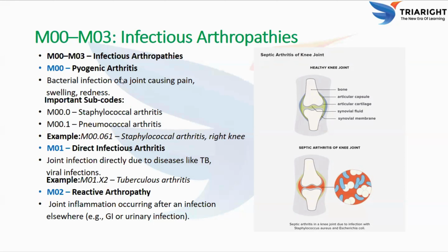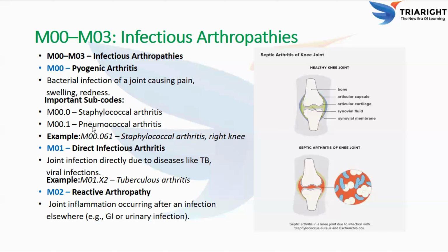So coming to M00. So what is the code description for M00? It's pyogenic arthritis. So this is a bacterial infection inside a joint, often called septic arthritis. So how does it happen? Bacteria travel to the joint via bloodstream, nearby infection, open wound or surgery. So what will be the symptoms of pyogenic arthritis? There may be severe pain, swelling, warmth and redness, fever, and also difficulty in moving the joint.